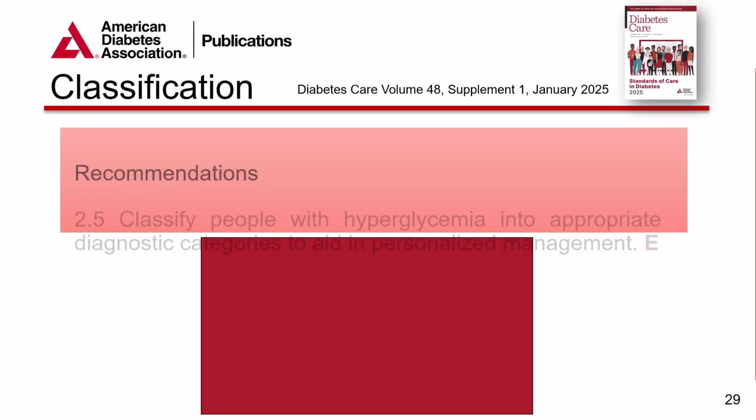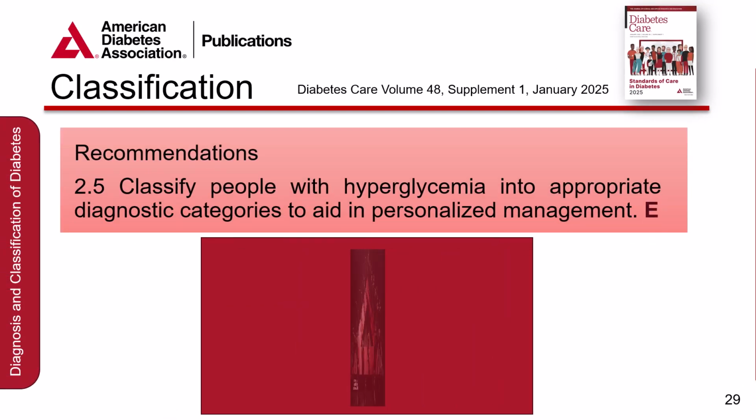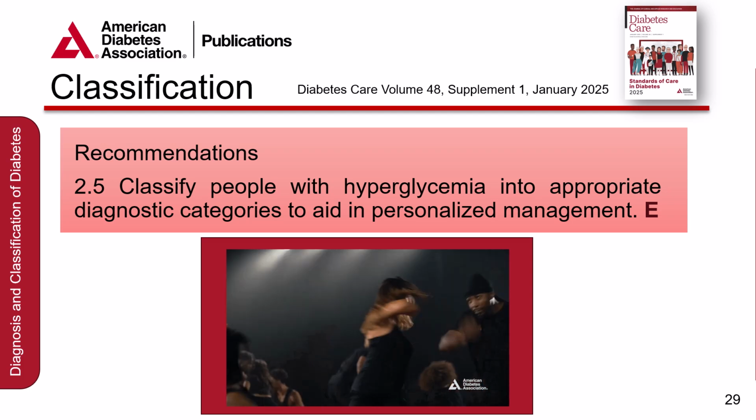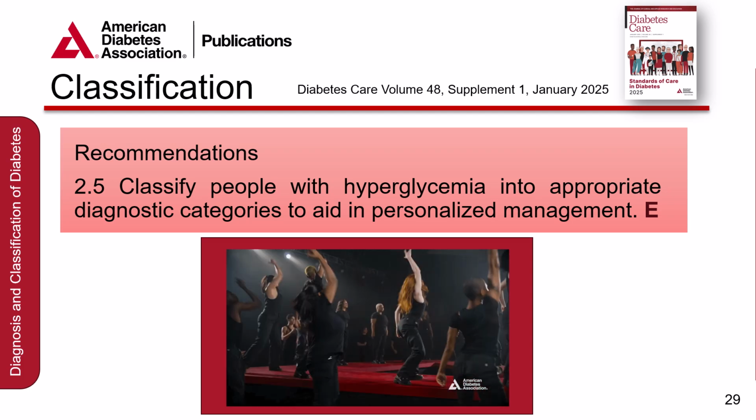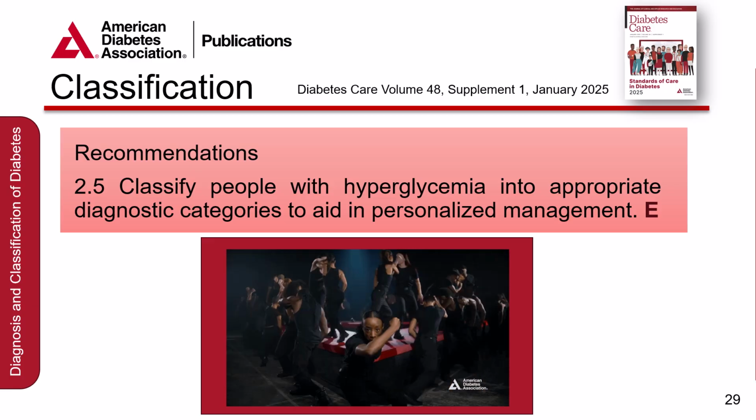Classification. Recommendations. 2.5. Classify people with hyperglycemia into appropriate diagnostic categories to aid in personalized management. Level of evidence. E.